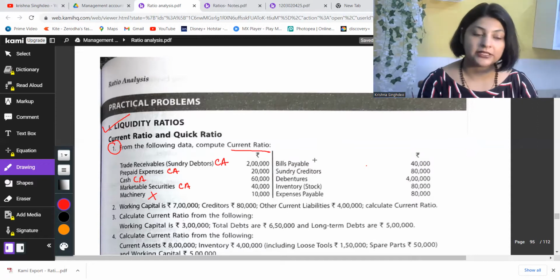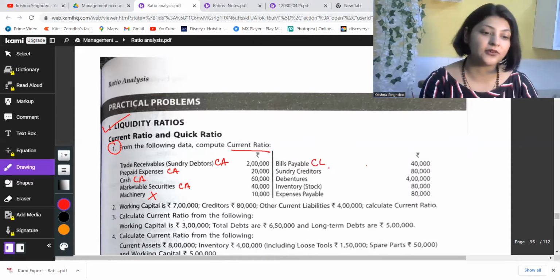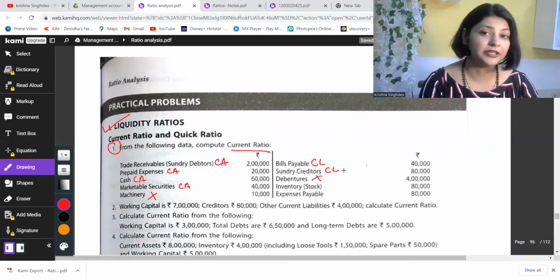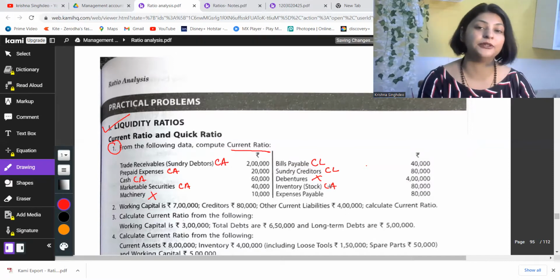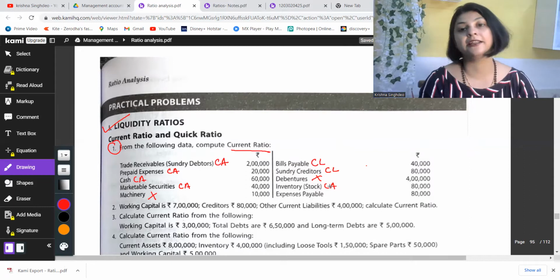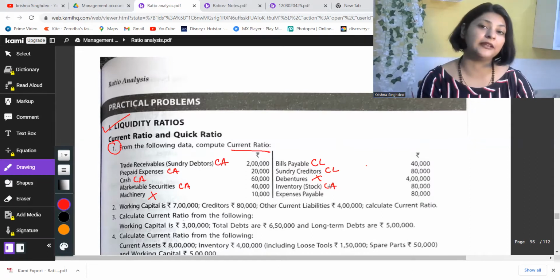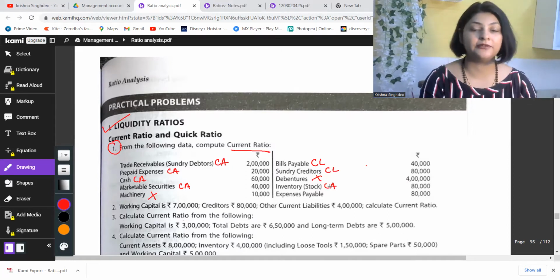Now let's see what is the next one. This is bills payable. Bills payable is a current liability. Sundry creditors is also under current liability. Debenture is long-term borrowing, so it is not going to come under current ratio. Inventory. What is inventory? Inventory is a current asset, and if you remember, in the previous video I had told you inventory has to be taken under current assets, but any spare parts and loose tools, if included under inventory, have to be ignored. But here, nothing like that is given, so we are going to take the entire amount of inventory.